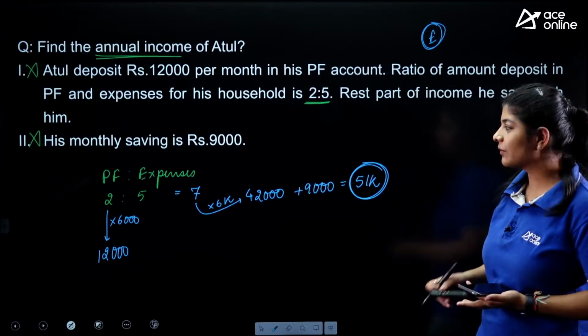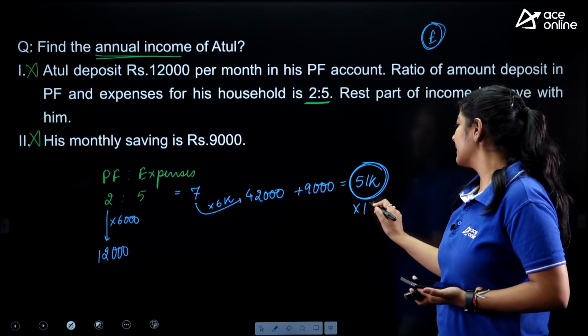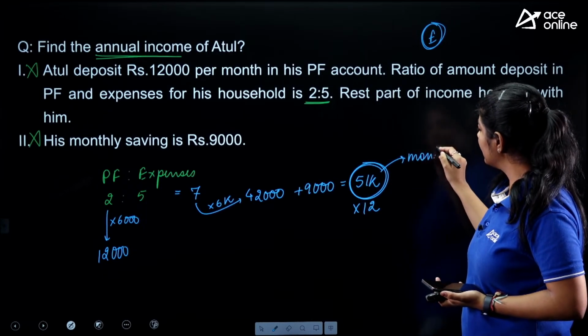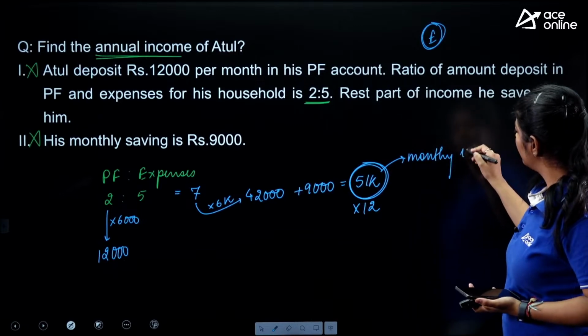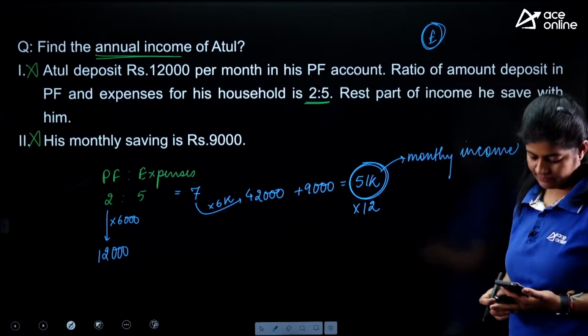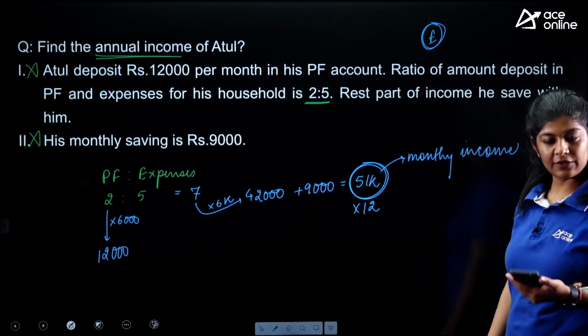If you want to find out the annual, then just simply multiply it by 12. This is what? This is his monthly income, right? This is what? This is the monthly income, right? Very good, Radhe. Very good, Jaipur.